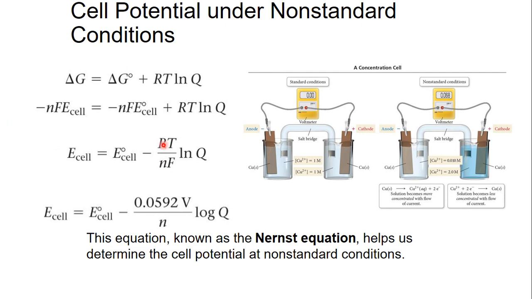Again, I'm going to take RT over F to get one value, and we get E cell under non-standard conditions equals our cell potential at standard conditions minus 0.0592 divided by the number of electrons, multiplied by log Q, our reaction quotient. This is called the Nernst equation, and it allows us to calculate the E cell of a battery.